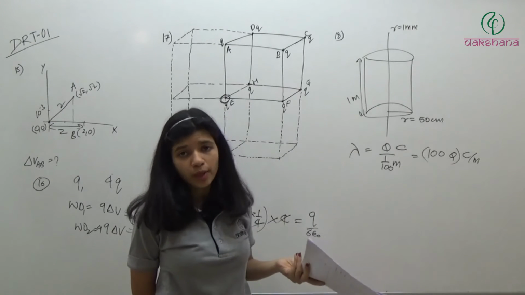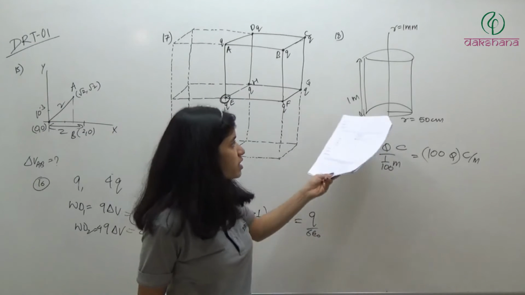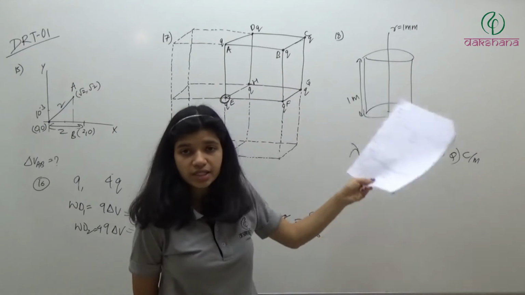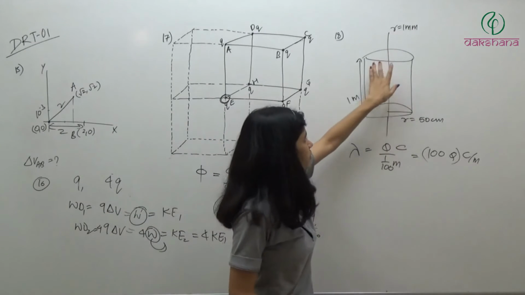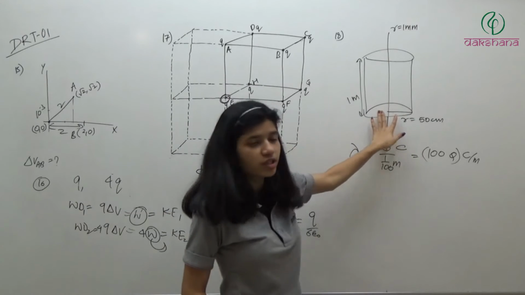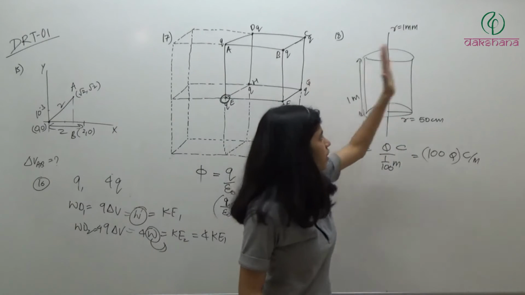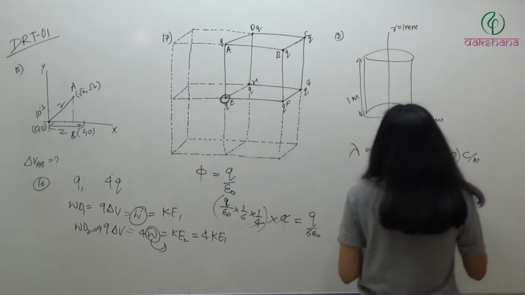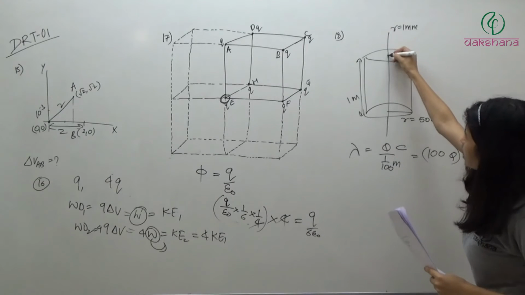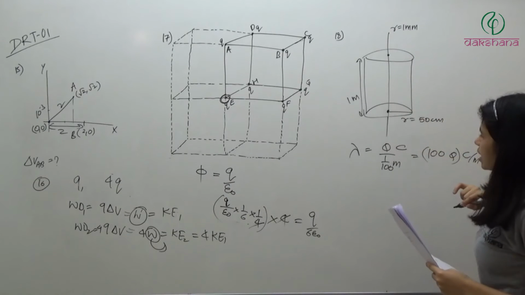So simply Q by epsilon naught we have to do. Now we will see how much charge is enclosed inside this cylinder. Whatever is the flux because of this surface and because of this surface, it will get cancelled. We will have flux because of this surface only. So now we will find out the charge enclosed. This length is 1 meter.